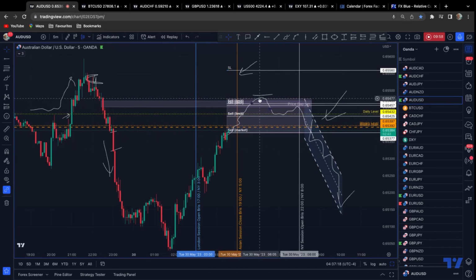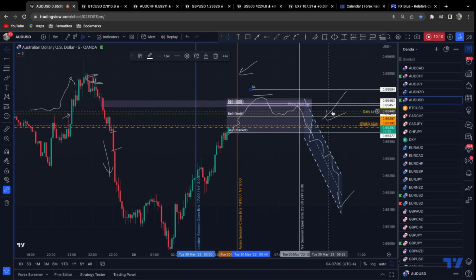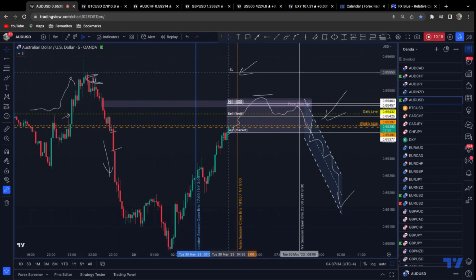If this rotates here, and I can see it trending down, this stop loss will basically just sit above these highs, and then as it trades down, I'll drop it down and trail it. But initially, I'll just pop it up here.